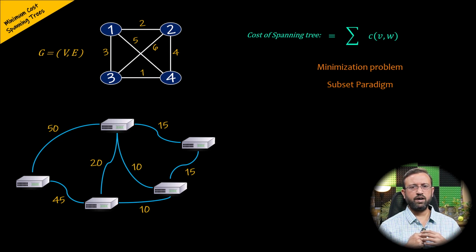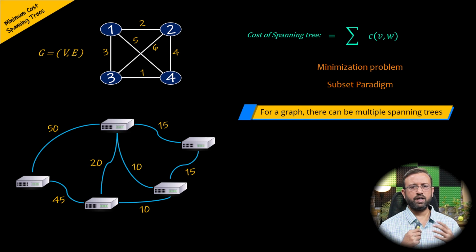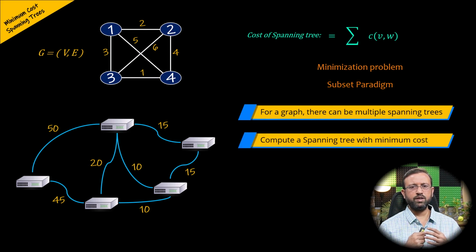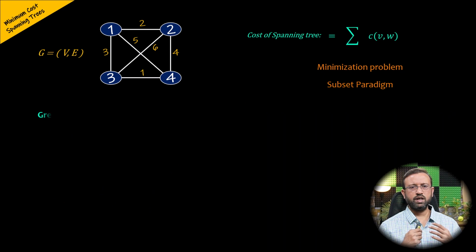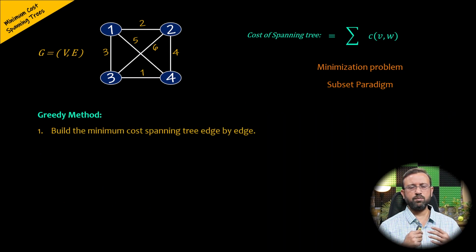Therefore, for a graph, there can be different spanning trees. But what we need is a spanning tree with minimum cost, and this tree is also known as the minimum cost spanning tree. So, to construct a minimum cost spanning tree, we use a greedy method. The greedy method is to construct a minimum cost spanning tree edge by edge.